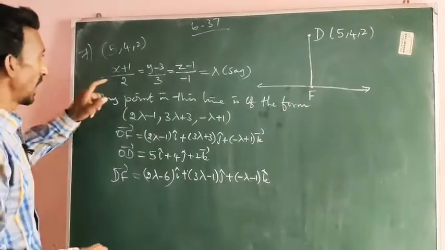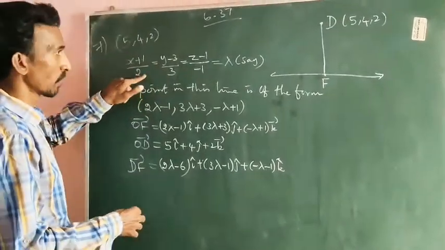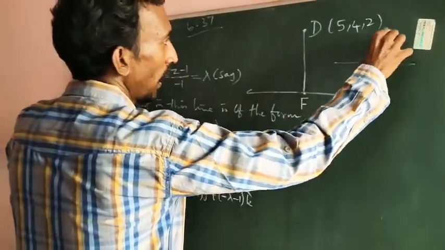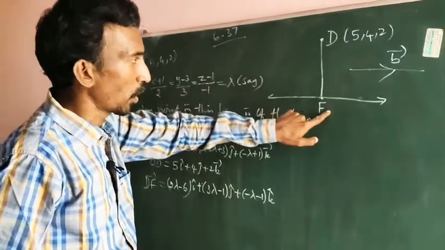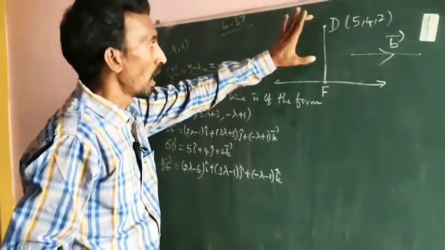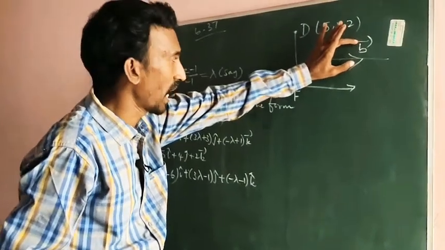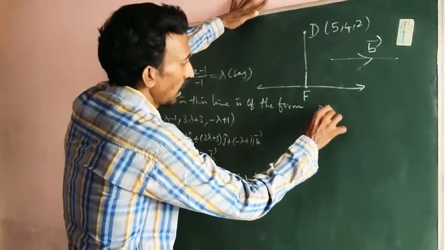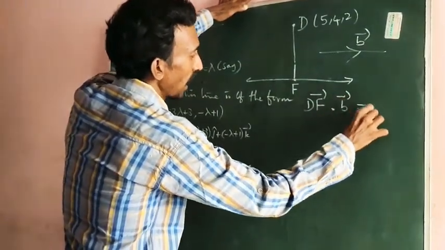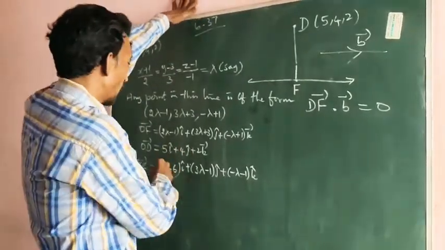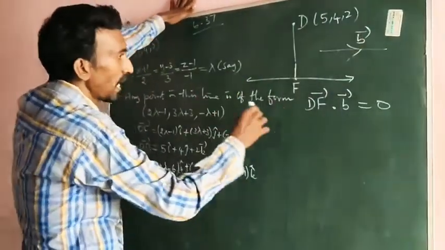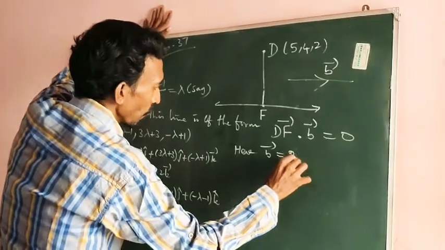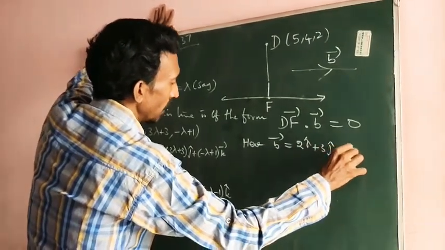Look here, there is a B vector in this equation. So B vector is parallel to the straight line. DF is perpendicular to the straight line, therefore obviously DF is perpendicular to B vector. DF perpendicular to B vector means their dot product is 0. So DF vector dot B vector equal to 0. We know what DF vector is. So what is B vector? Looking at the denominator, B vector equal to 2i plus 3j minus k.